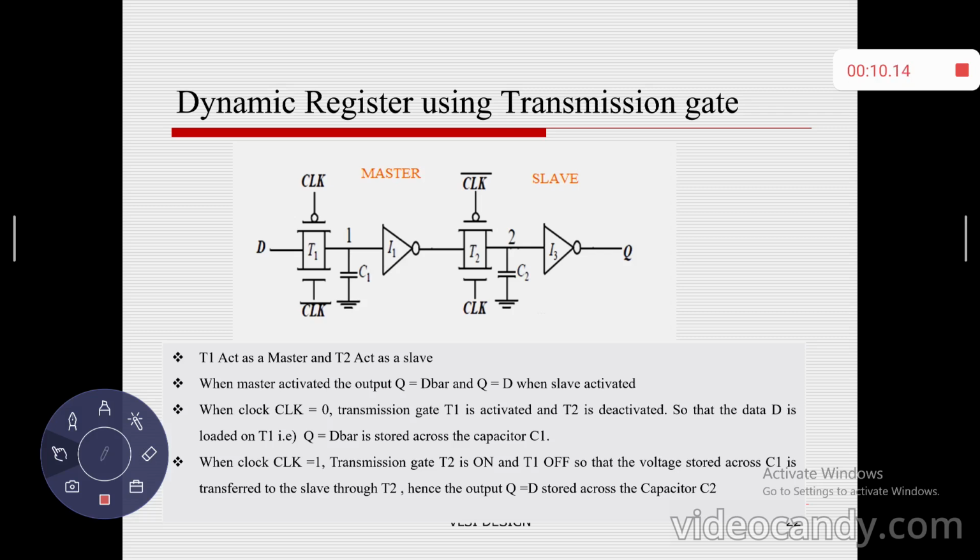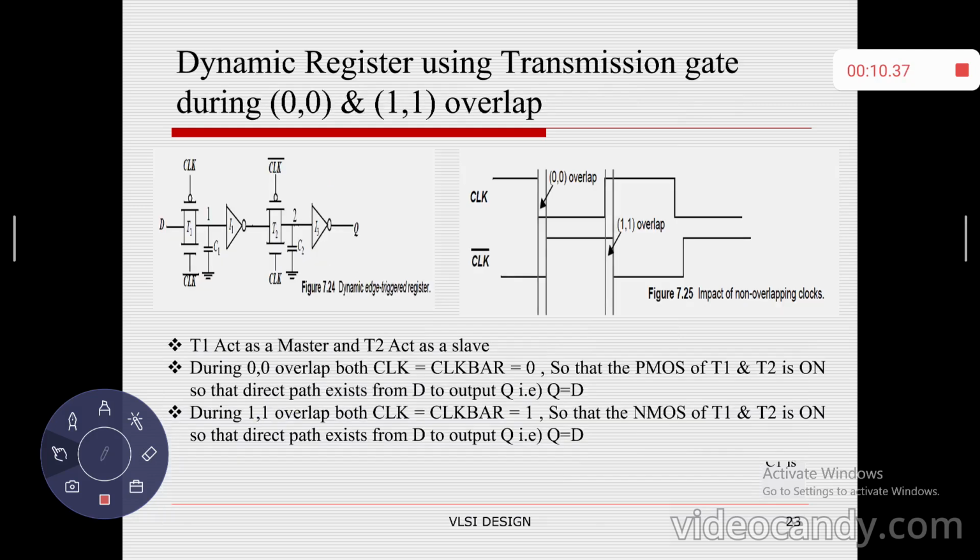If I interchange the control signal from 0 to 1, T2 becomes an on connection and T1 becomes an off connection. So the slave will be active. When the T2 transistor is active, whatever information is stored at C1 will be transferred to the capacitor C2. These are the two issues in designing a dynamic register using transmission gate logic, called 0-0 overlapping and 1-1 overlapping.